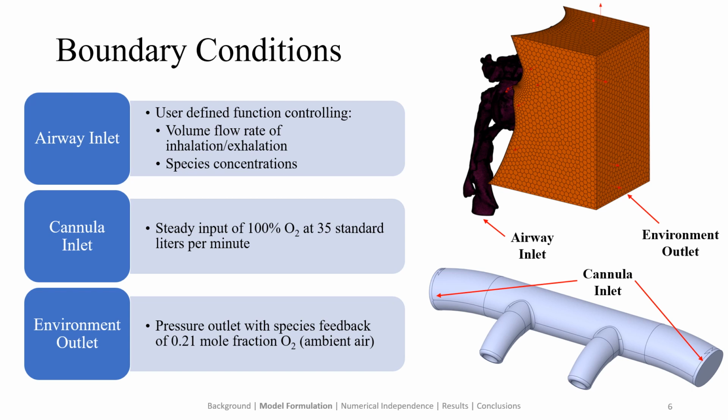After the meshing process was complete, boundary conditions were prescribed. At the airway inlet, a user-defined function was used to control the volume flow rate and species concentrations. The volume flow rate followed a realistic patient breath curve that was also used on the ASL 5000 to collect experimental oxygen information. The species concentration was set using volume flow rate averages during inhalation that was then used to prescribe the species concentrations during exhalation. The cannula inlet was a steady input of 100% oxygen at 35 standard liters per minute. The environment outlet was a pressure outlet with species feedback of 0.21 mole fraction O2, which was used to describe ambient air in the room.